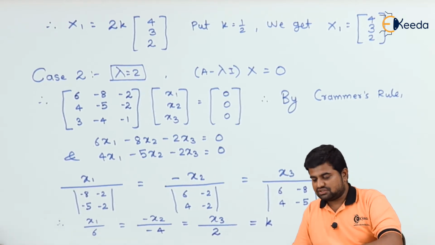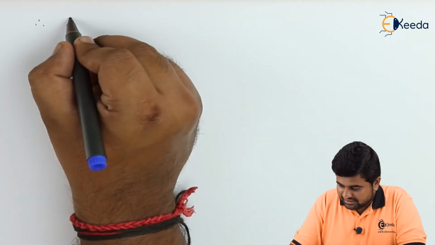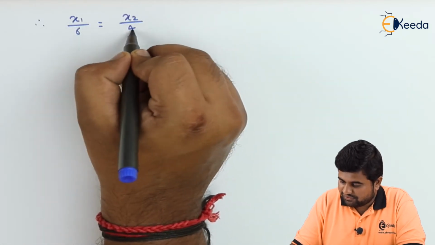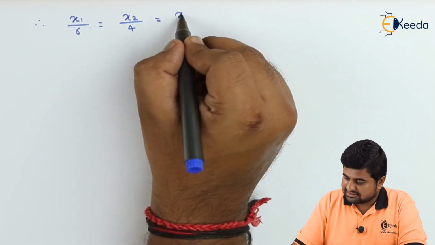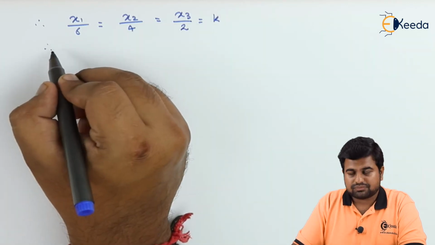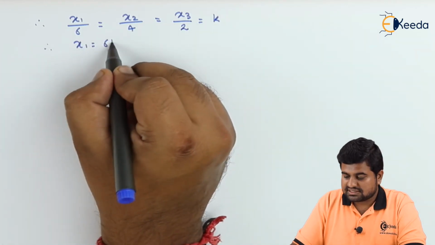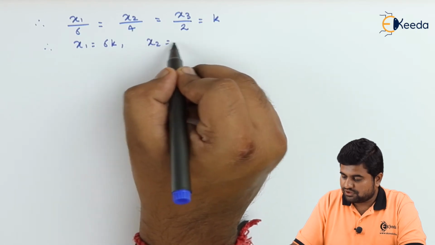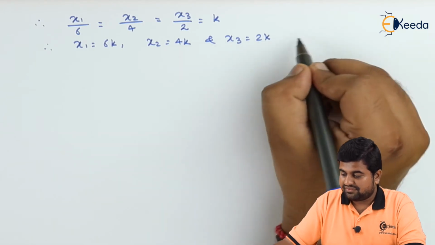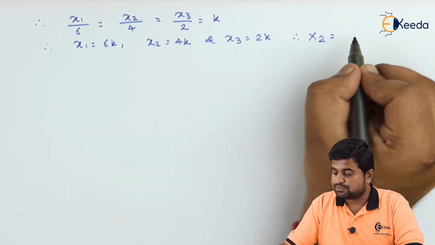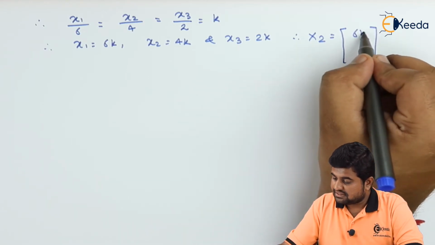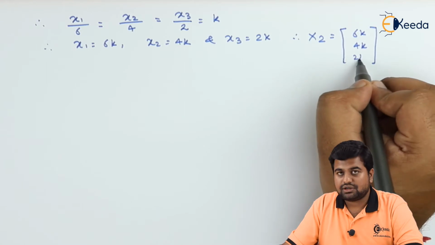So I'm having the equations now. Therefore, x1 divided by 6 is equal to x2 divided by 4 is equal to x3 divided by 2 is equal to k. Therefore, x1 is equal to 6k, x2 is equal to 4k, and x3 is equal to 2k. Therefore, this particular second eigenvector can be written as 6k, 4k and 2k.